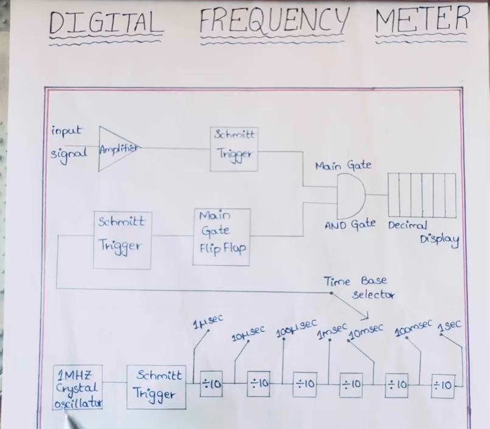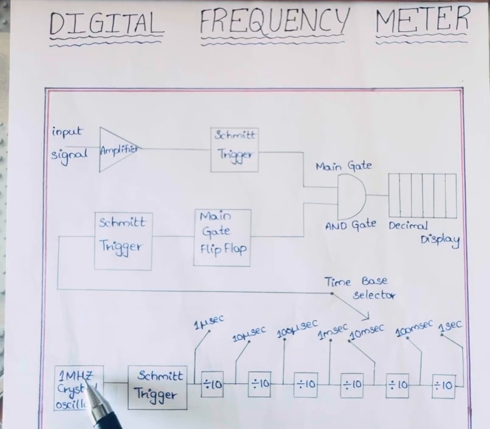And it is a 1 megahertz crystal oscillator. It will provide a sinusoidal signal. The output of the crystal oscillator is given as an input to the Schmitt trigger. Here also this Schmitt trigger converts the applied input signal to a square signal. Here it is a 1 megahertz signal.